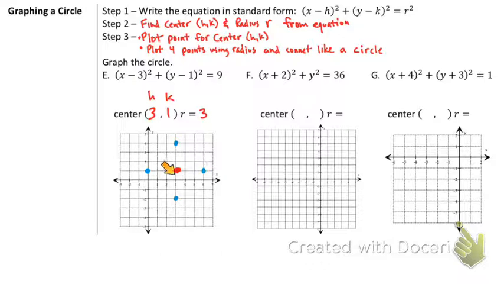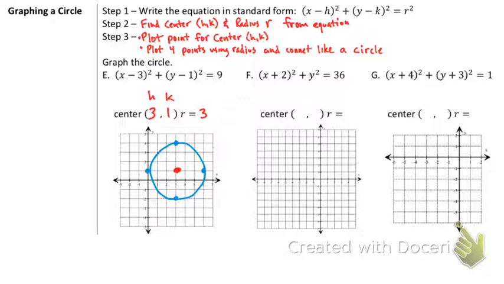4 of them represent the edge of the circle. We did that by doing a radius up, down, left, and right from the center. And now we're going to do our best job to connect these outside points into a shape of a circle. So there's a rough graph of our circle. All right, let's try the next one.